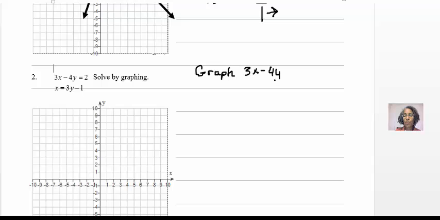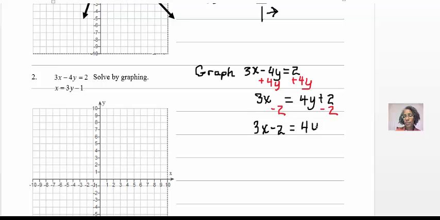So let's graph 3x minus 4y equals 2. Let's solve for y. So we'll add 4y to both sides of the equation. We obtain 3x equals 2 plus 4y. We can add in any order. Let's subtract 2 from both sides. 3x minus 2 equals 4y. And now let's divide both sides of the equation by 4. And we have (3x minus 2) over 4 equals y.